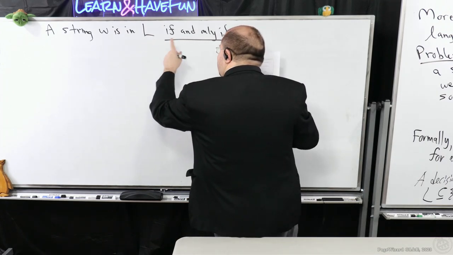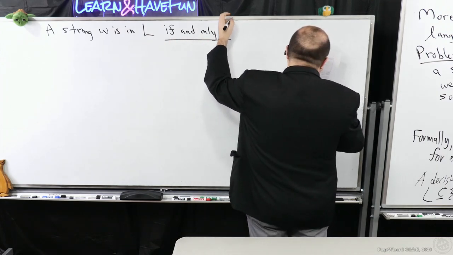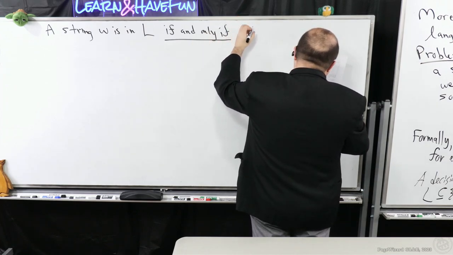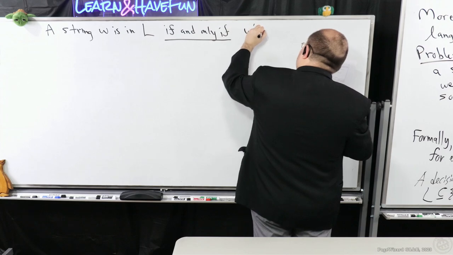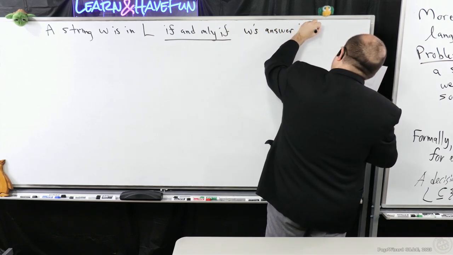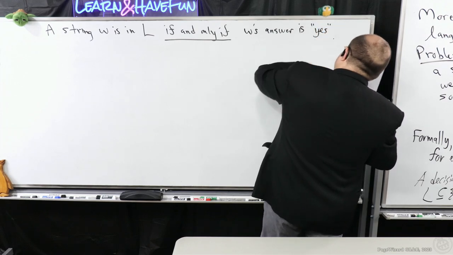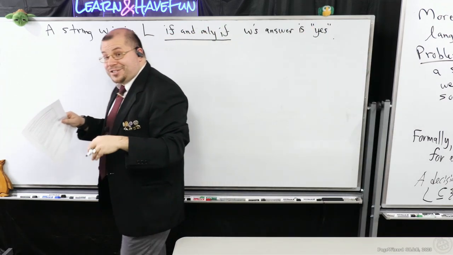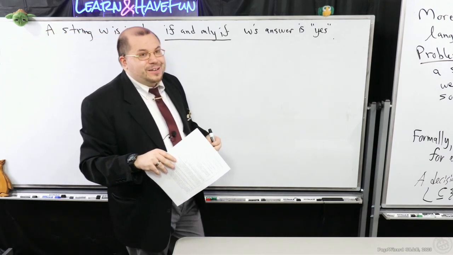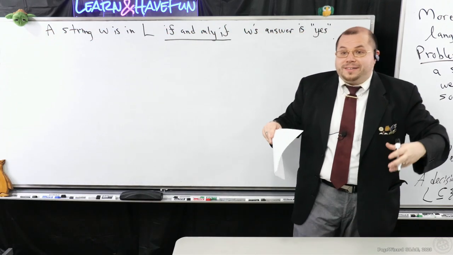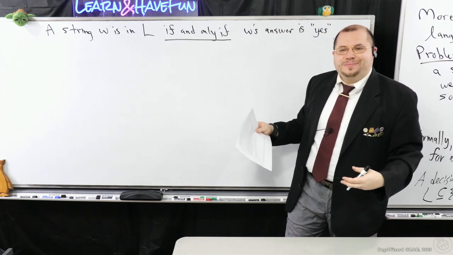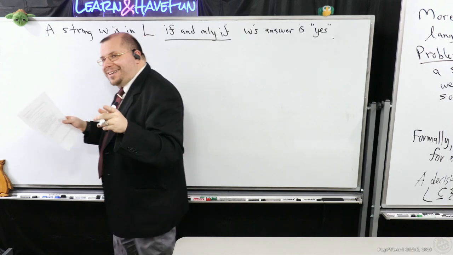So a string W is in L, which is a subset of the binary strings, if and only if W's answer is yes. So we characterize a decision problem actually by the answers yes as a language. So that's actually how you could define what a decision problem can be specified as. It's a language. And what is that?